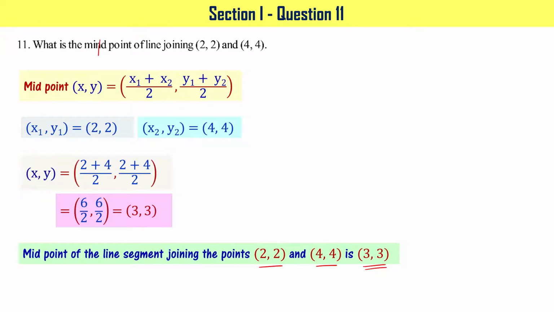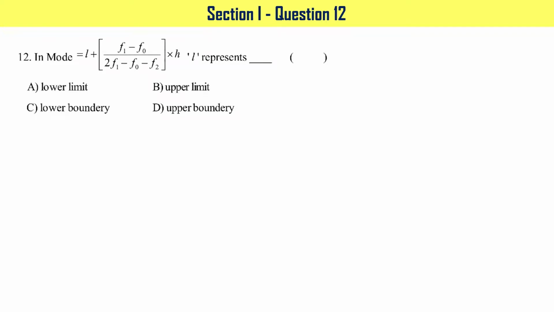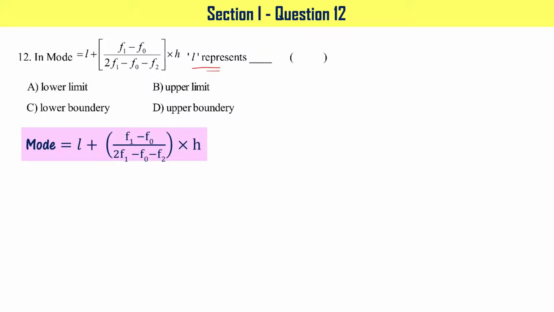Let's go to the next question. That is question number 12. In mode, the equation is given as mode equal to L plus (F1 minus F0) divided by (2 times F1 minus F0 minus F2) times H, where L represents what is the question. In the mode formula, L denotes the lower boundary of the modal class, right? It means we know the answer already.